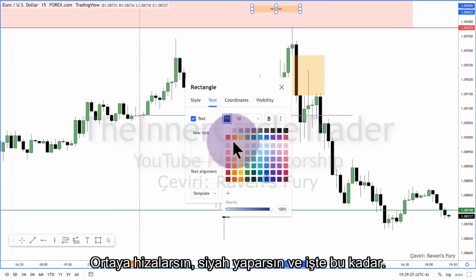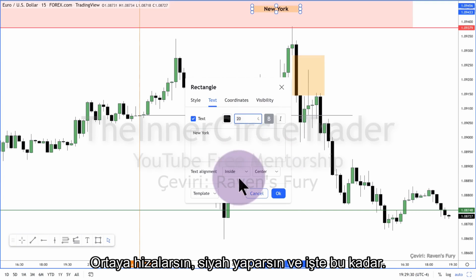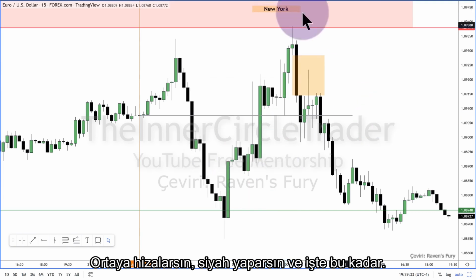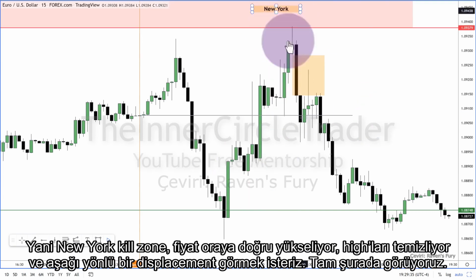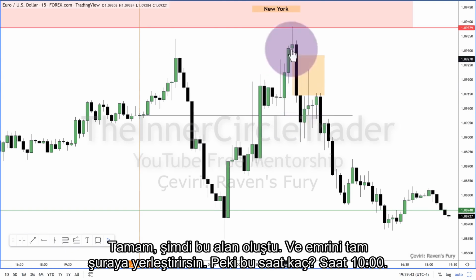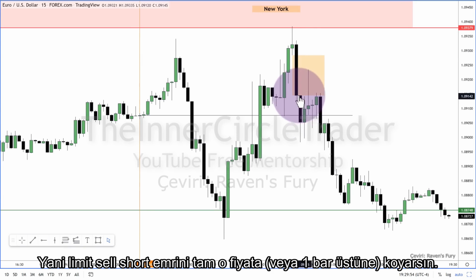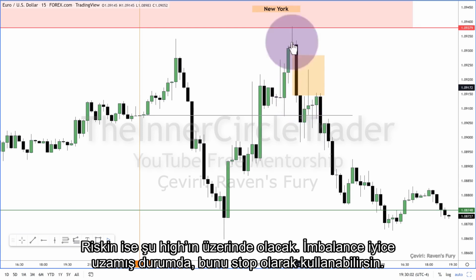Inside center, and we'll make it black. And there you go. So the New York kill zone, it runs up into that, runs the highs, and we want to see a displacement to the downside. We get it right there. Okay. So now you have this area here, and then you would put your order in right there. What time is that? It's 10 o'clock. So you put your limit order in to sell short right at that price right there, or plus 1 pip, period. And your risk is going to be above this high.